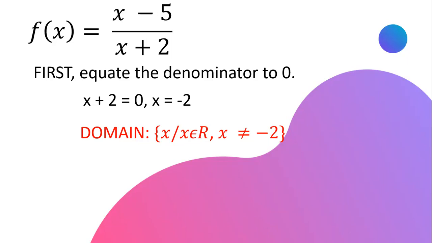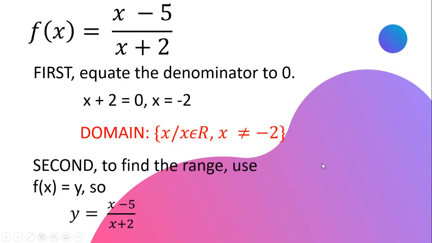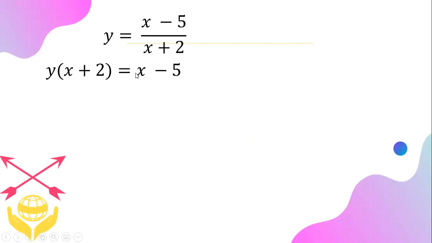How about finding the range? Okay, so for the range, the first thing to do is to replace f of x by y. So in doing that, we will have y equals x minus 5 over x plus 2. And from that, we need to multiply the denominator on the right side to y. So in doing that, we have y times x plus 2 equals x minus 5. So we need to distribute y inside the parentheses. We'll have y times x and then y times positive 2. So you'll have xy plus 2y equals x minus 5.